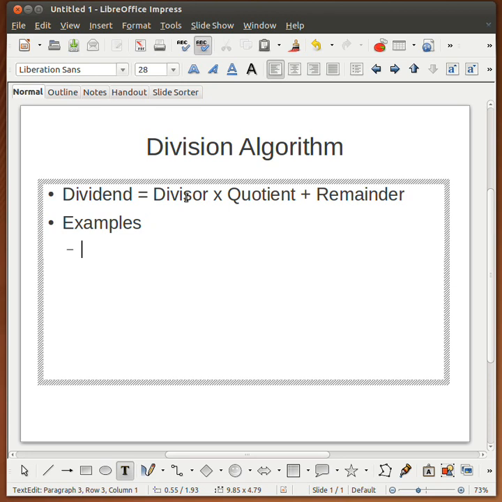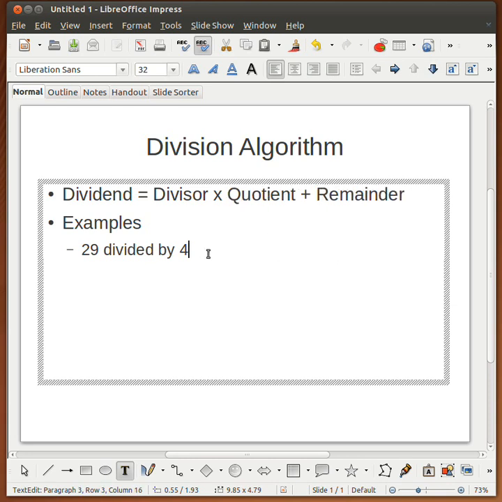So let us take this example, 29, and you're going to try and divide this by 4. So when you divide 29 by 4, this 29 is called the dividend, 4 is called the divisor, and you will have two kinds of answers. One of them is called the quotient, the other one is called the remainder.